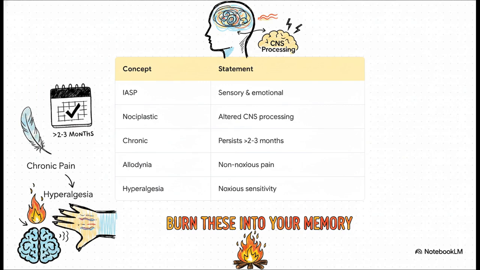1. The IASP definition. Pain has both sensory nociceptive and subjective emotional components. 2. Nociplastic pain is altered CNS processing with zero peripheral damage. 3. Chronic pain persists more than 2 to 3 months after peripheral healing. 4. Allodynia, pain from non-noxious stimuli due to a CNS failure. And 5. Hyperalgesia, amplified sensitivity to an inherently noxious stimulus. Make sure you have those locked down.